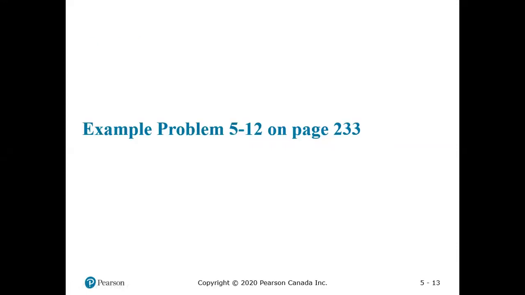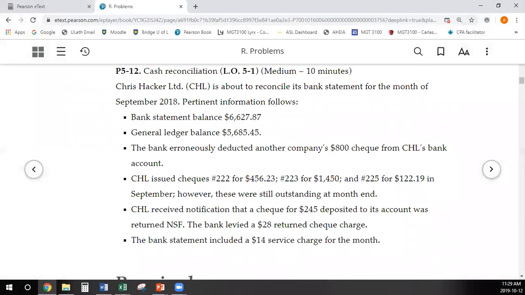So problem 5-12 on page 233. Chris Hacker Limited is about to reconcile its bank statement for the month of September 2018. The pertinent information is as follows.